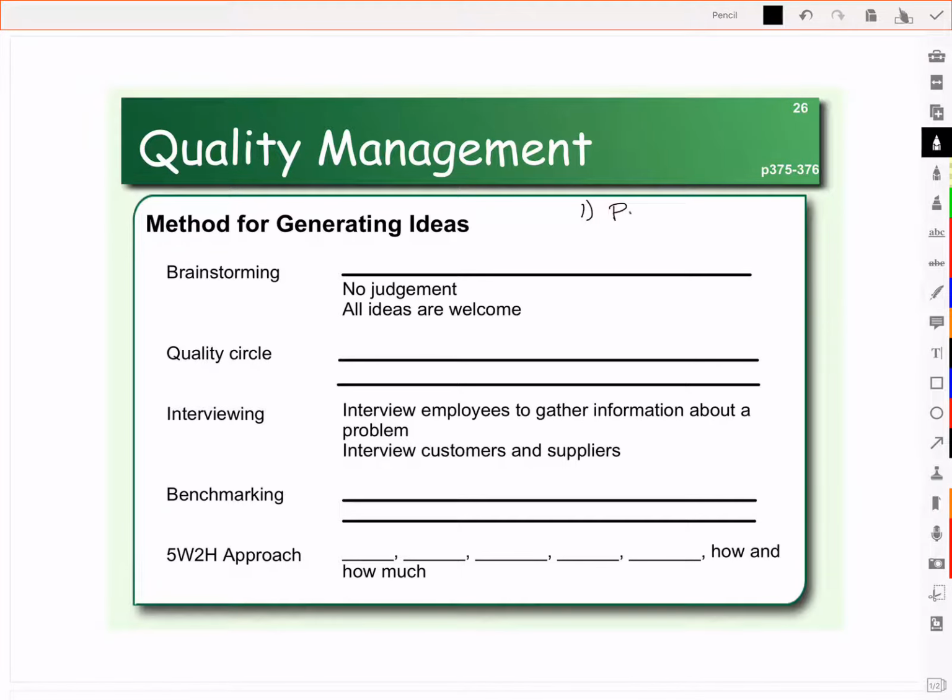Really, we want to look at some participatory problem solving. So we want to engage what we call a quality circle in this problem solving. A quality circle is a group of workers who meet to discuss ways to improve process and product.